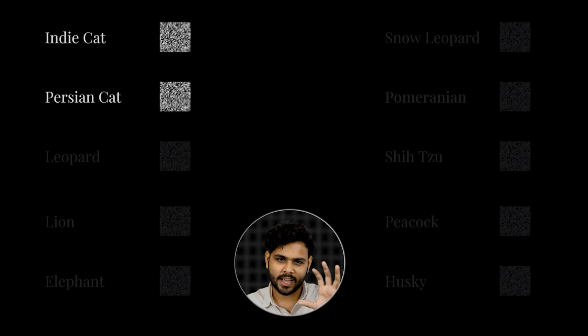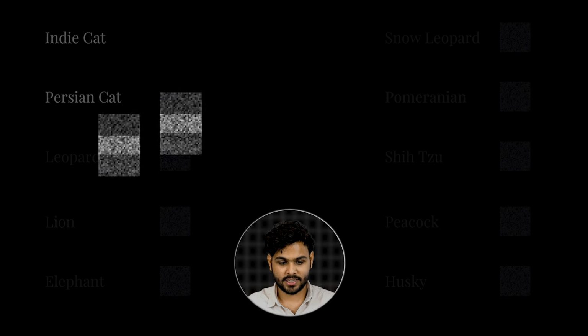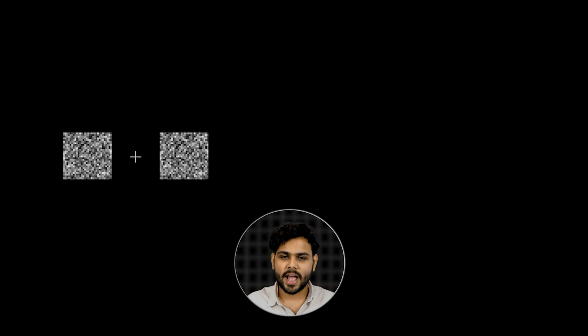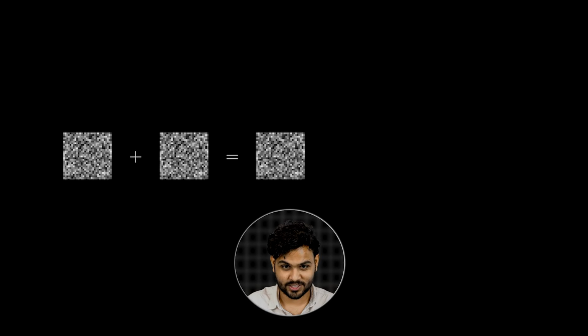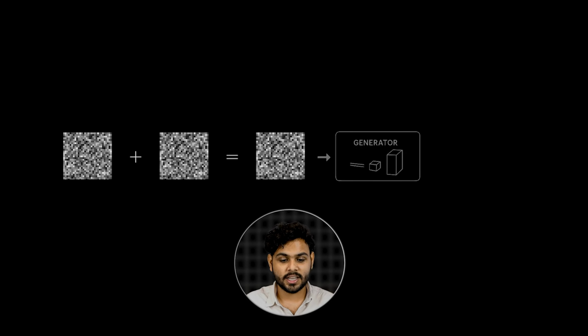And if I take any two noises together, as I have taken here, and add them up, two random noises added together will generate a new random noise. Right now I have taken the noise of Indie and Persian cat. If I combine them together, it should have the features of both Indie and Persian. I'll give that noise to a generator, and the generator will generate an image that has the features of both of them.